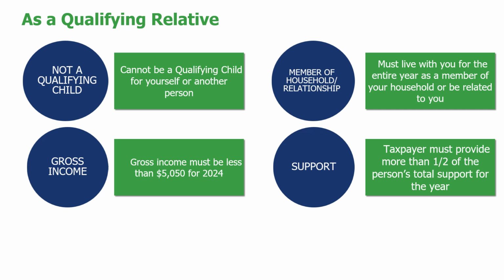Then finally, the support test. To qualify, you must provide more than half of the person's total support during the entire tax year. Notice the distinction here between the support test for the qualifying child and the support test for the qualifying relative. For the qualifying child, the child cannot have provided more than half of their own support by the person claiming that child. Usually the custodial parent may or may not be the person who provides most of their financial support. However, for a qualifying relative, the taxpayer must provide more than half of the relative's financial support to claim them as a dependent.